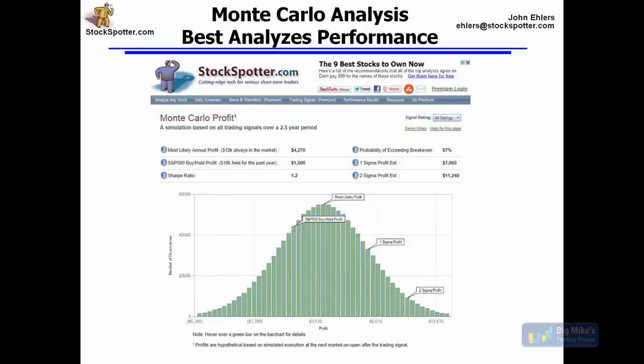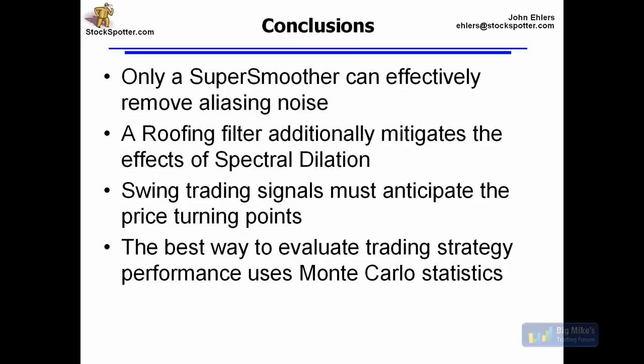So with that, I have four things I would like for you to carry in your head as you leave. One is that only a super smoother can remove aliasing noise. And also what goes along with that is you can't look at too short a cycle in your data, because your real signal data is being swamped by the aliasing noise itself. And so you've got to stay at least a couple octaves above your Nyquist frequency. And that means you've got to stay at least above a 4-bar cycle and probably an 8-bar cycle.